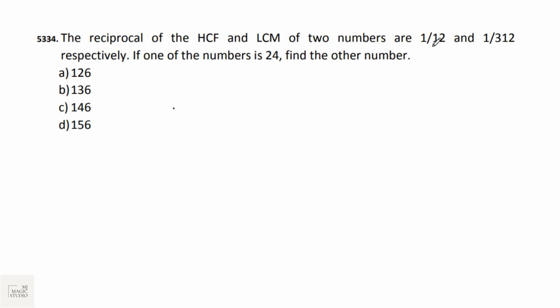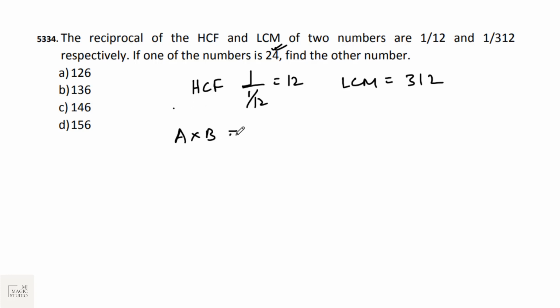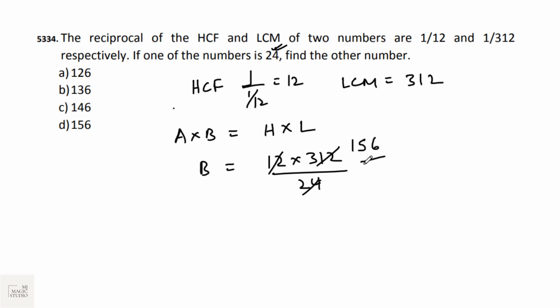The reciprocal of the HCF and LCM of two numbers. HCF is the reciprocal of 1 by 12, which is 1 upon 1 by 12, that is 12, and LCM would be 312. If one of the numbers is 24, find the other number. We know that in case of two numbers, the product of the numbers is given by the product of the HCF and LCM. So the second number is 12 into 312 by 24, which is 156. The other number we are looking for is 156, option D.